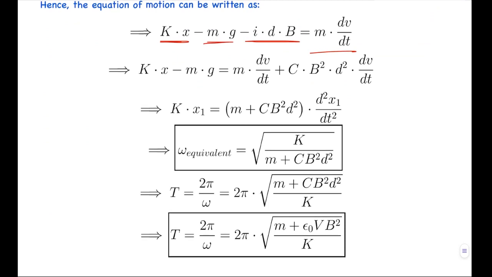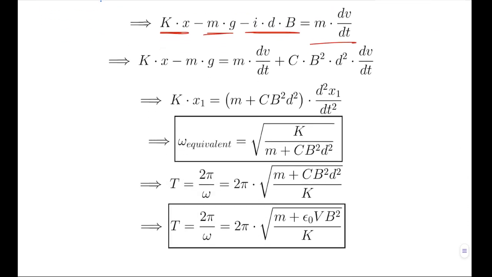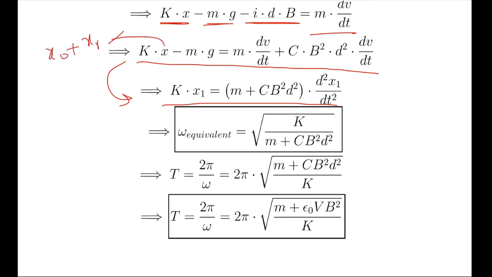Here again we can substitute the value of I from here, and we can separate dv by dt as kx minus mg equals m dv by dt plus CB squared d squared times dv by dt. So we got something like this. What I've done in this step is assume x to be x naught plus x1, where x naught is such that kx naught equals mg, so that I've assumed displacement from the initial equilibrium position with respect to the mg.